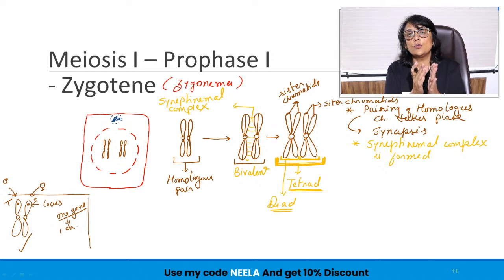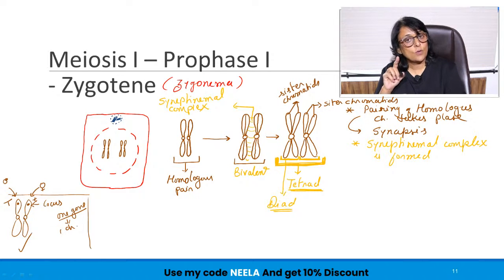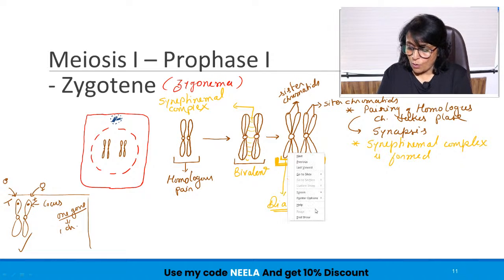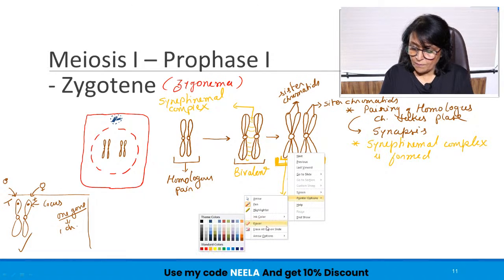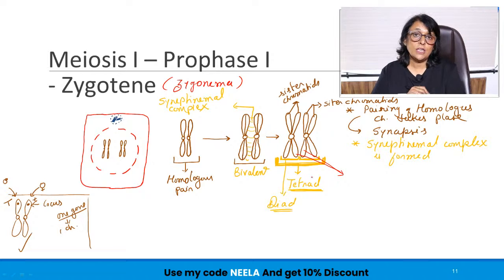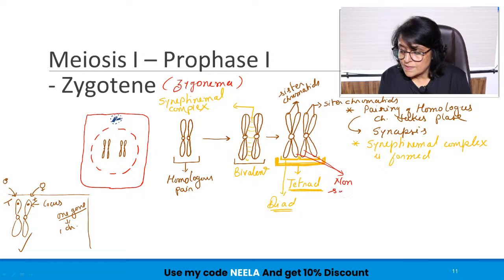To hold these two chromosomes together, a synaptonemal complex is formed. The chromatids split and you start seeing sister chromatids. What can we call these two? Suppose I am talking about this arm and this arm. What should these two be called? They are called non-sister chromatids.